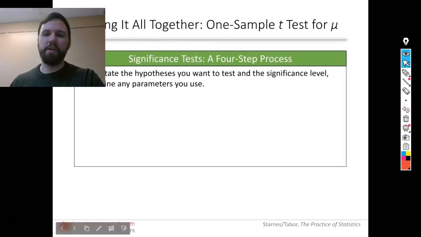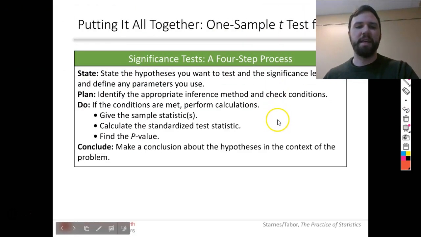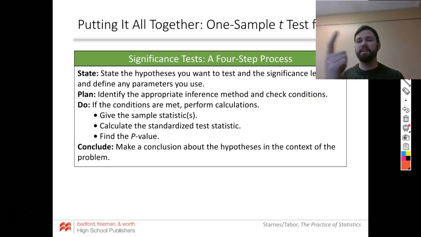Don't forget the 4-step process. It doesn't change. State, plan, do, conclude. I'm not going to spend a lot of time on this. State what you're looking for, your null hypothesis. Plan, check your conditions. Do, find your test statistic and find your p-value. And conclude, make a conclusion in context.